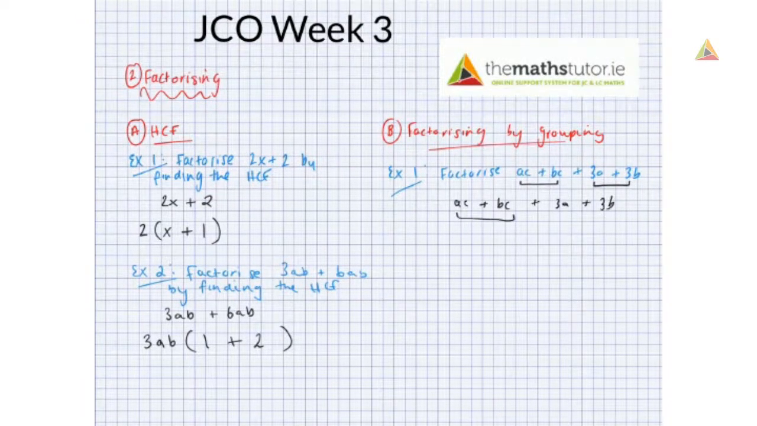And remember, we're grouping them and we're grouping them. So we're going to pull out what's common for both sets. So C is common here. So I'm going to pull out C.